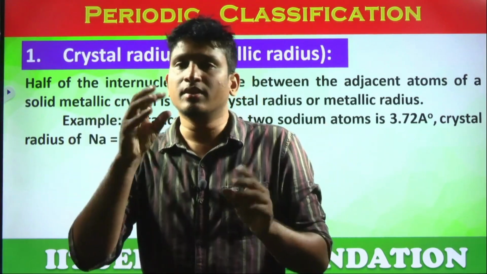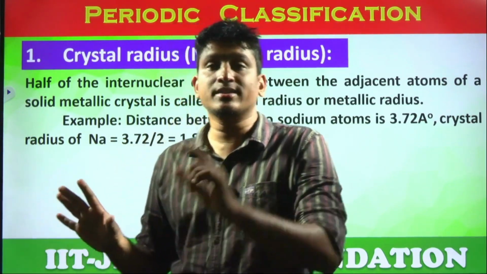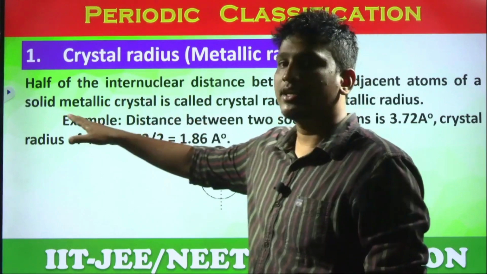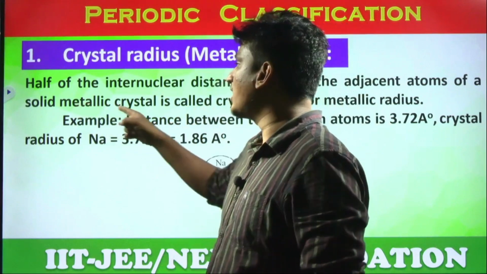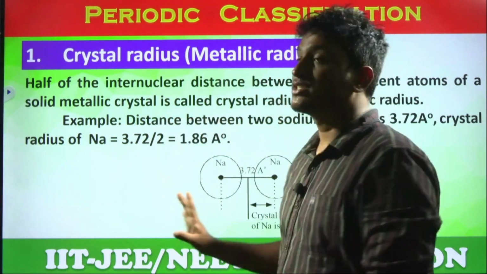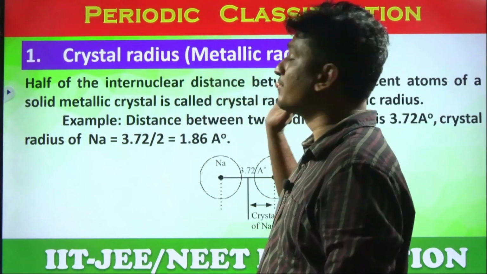Sir, why is it different from metals to others? That I will explain. First, this is called crystal radius in terms of metals. So half the internuclear distance between the adjacent atoms in a solid metallic crystal is called crystal radius, or atomic radius, or metallic radius.